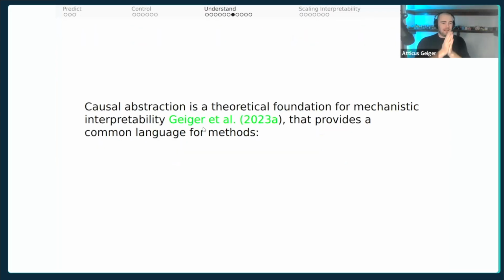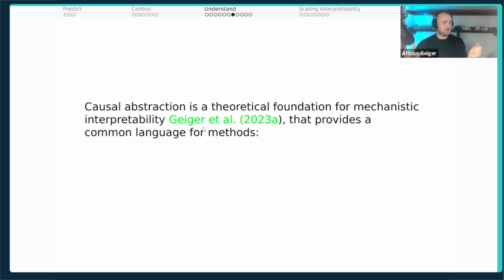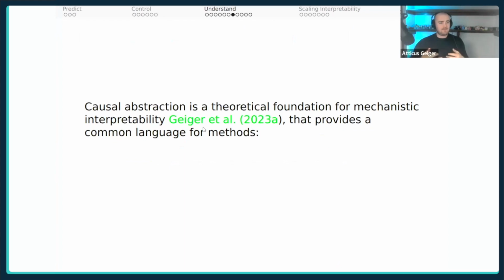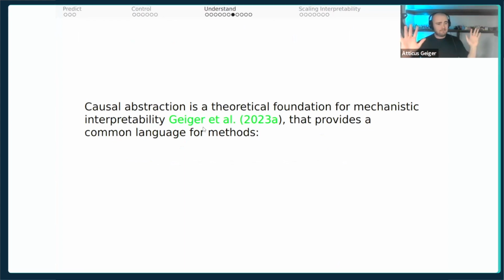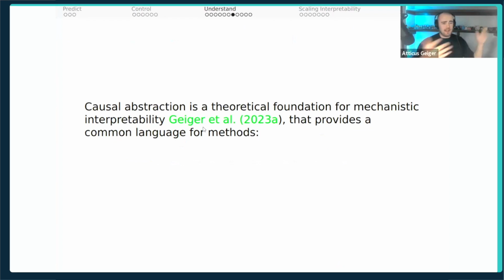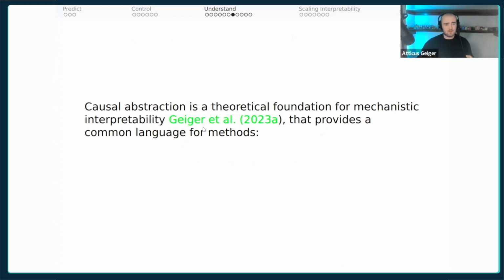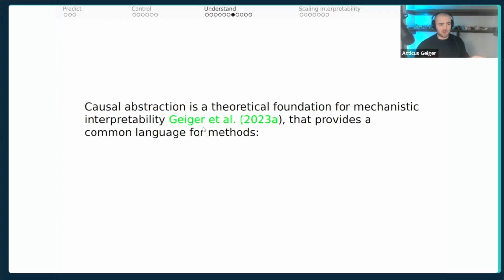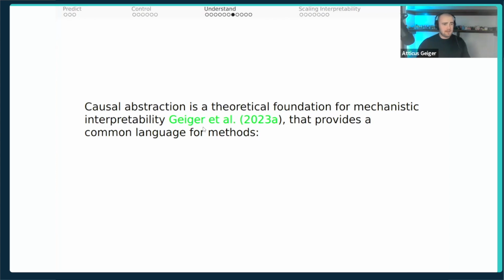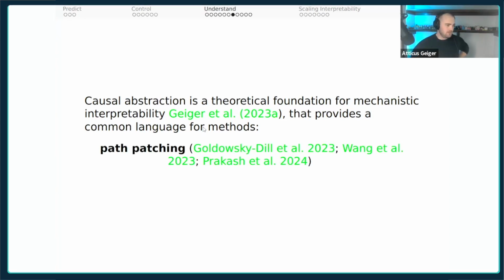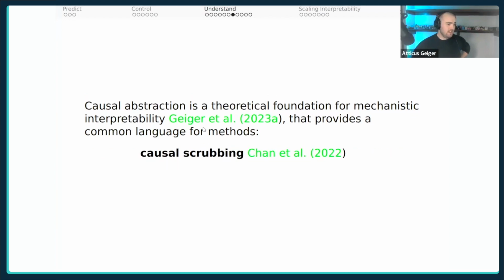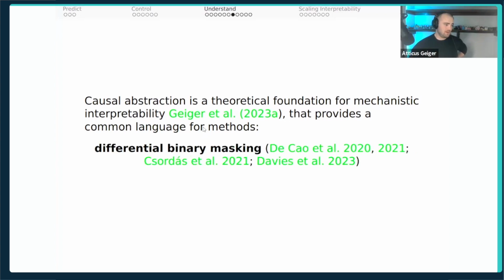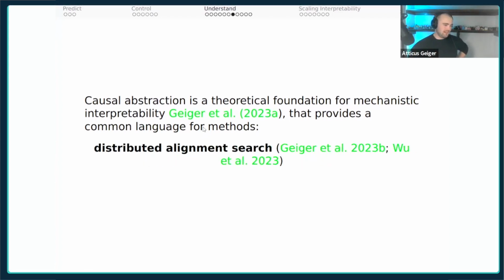I, with a lot of other people, have put out this very long theory paper that articulates the relevant mathematical notions for causal abstraction, in a very causality math way. And then the second half of the paper goes through a wide range of mechanistic interpretability methods, so methods for analyzing model internals, and shows that they can be understood in the framework of causal abstraction in a very mathematically precise way. So these include path patching, causal mediation analysis, causal scrubbing, causal tracing, circuit analysis, concept erasure, sparse autoencoders, differential binary masking, distributed alignment search.